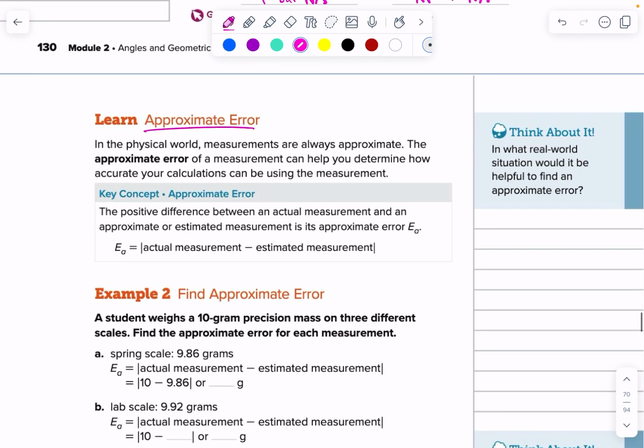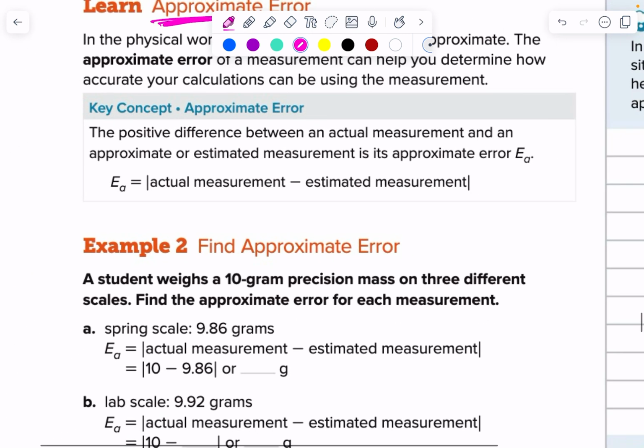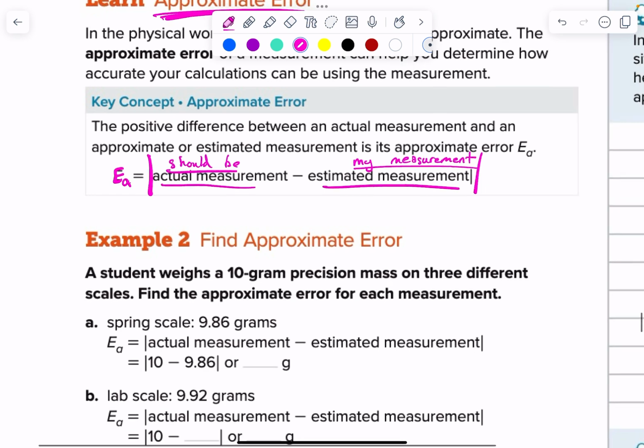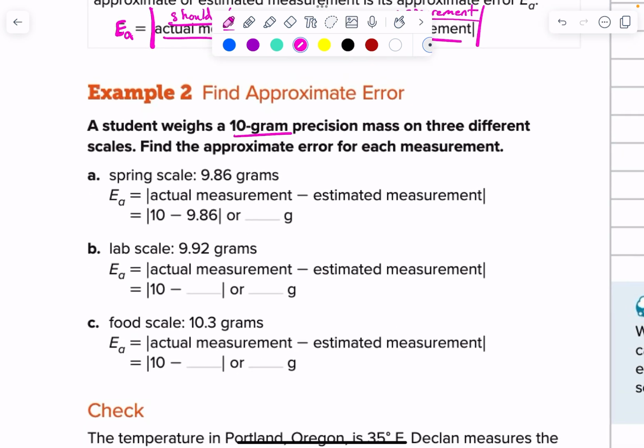All right. Next thing, approximate error. This is a super easy concept, but basically you take the actual measurement of what it should be, and then what my measurement is. Okay, so what the measurement should be and what my measurement is, and then I take the absolute value of that, and they call that EA. Error approximate. There we go. All right. A student weighs a 10-gram precision mass on 3 different scales.